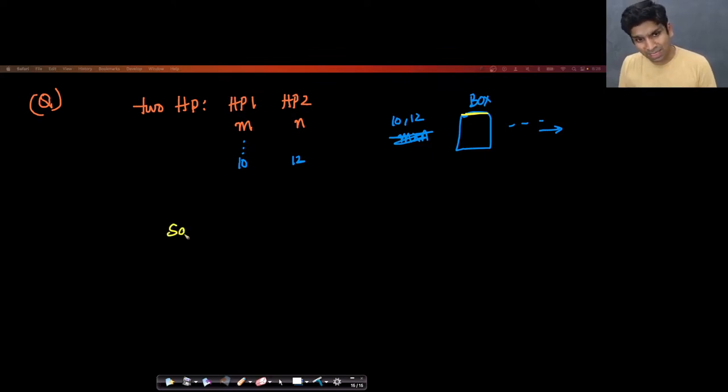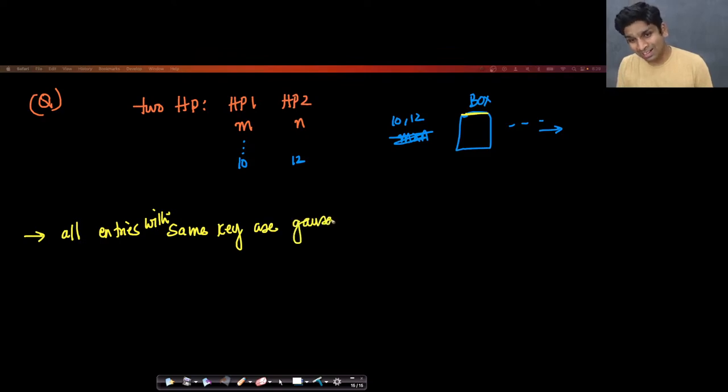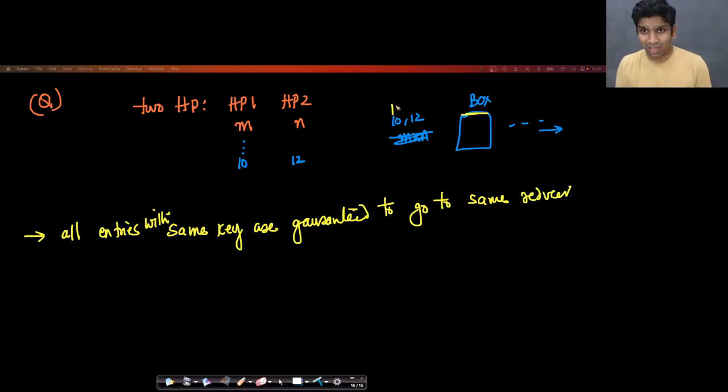As long as the same key, all entries with the same key are guaranteed to go to the same reducer. That is guaranteed. So your whole data set with hyperparameter 1 value this, hyperparameter 2 value this, then my key becomes hyperparameter 1 comma hyperparameter 2, the tuple. So this becomes my key, and this is guaranteed to go to this box.